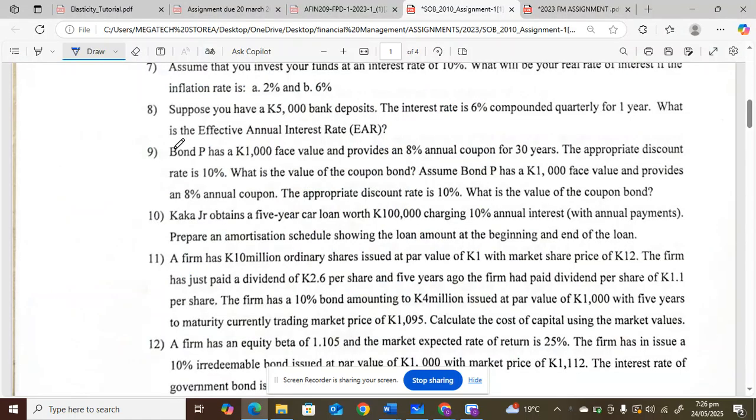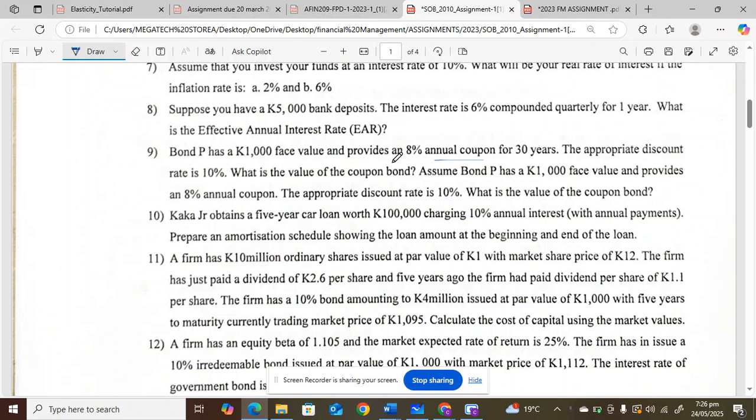Okay, so for the question here, it says bond P has a 1000 kwacha face value and provides an 8% annual coupon for 30 years. So this annual coupon is just the interest rate. The appropriate discount rate is 10%. What is the value of the coupon bond? So basically, we're trying to find out how much this bond is worth.